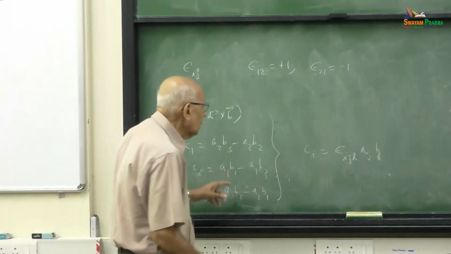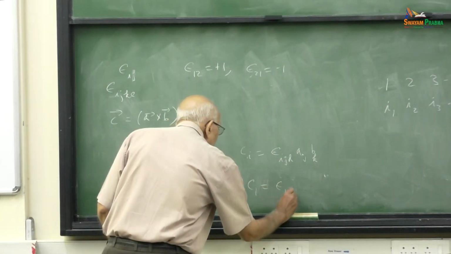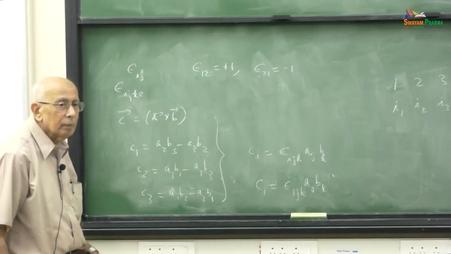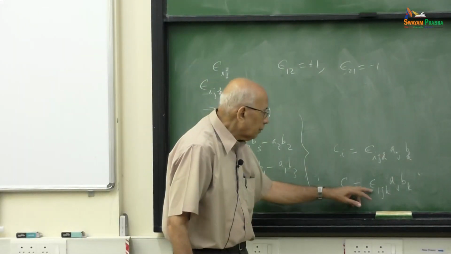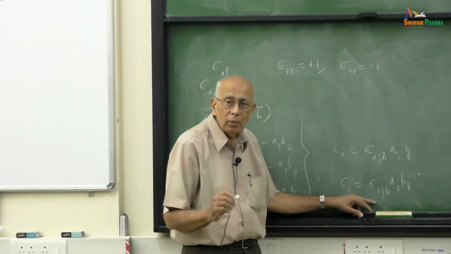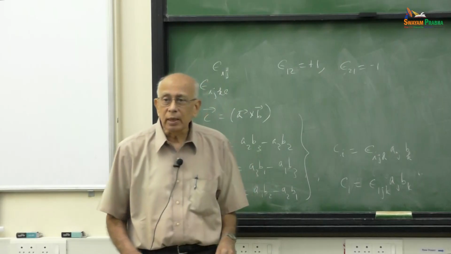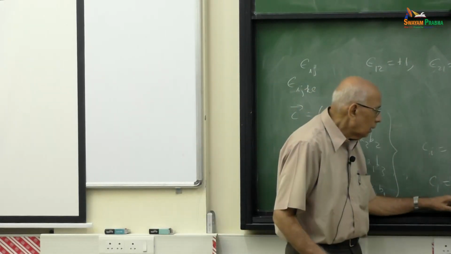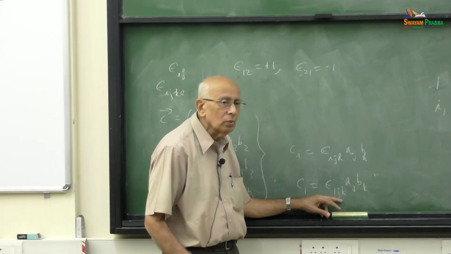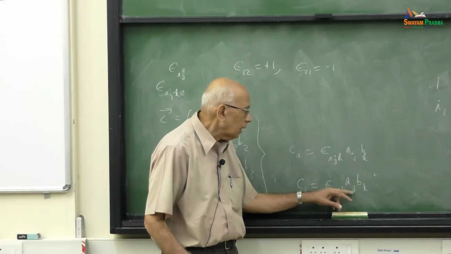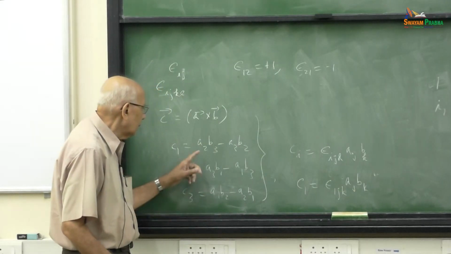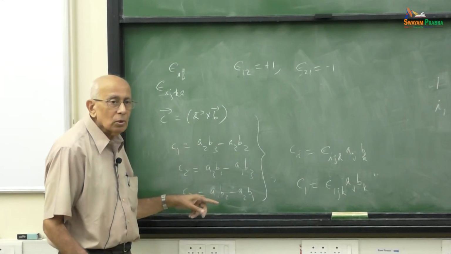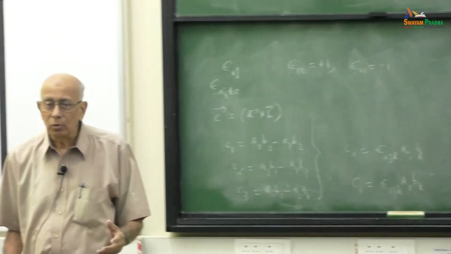And if you write down what is C1? Epsilon 1 jk aj bk. In epsilon 1 jk, the first index is taken up by 1, so j and k must run over the indices 2 and 3, because epsilon 1, 1 something would be 0. So this could be either epsilon 1, 2, 3 or 1, 3, 2. If it's 1, 2, 3, it's a plus 1, so this is A2, B3. Otherwise it's minus and it's A3, B2. So this is an extremely simple way of writing down the cross product of two vectors.